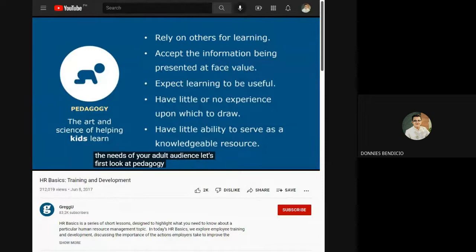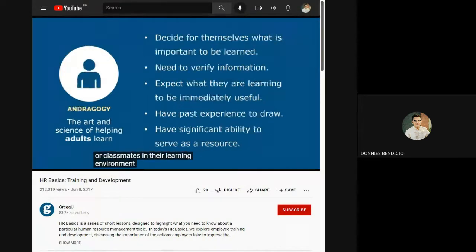Let's first look at pedagogy, how we learned as kids. Typically, children rely on others to decide what is important to be learned, such as the teacher in the classroom. They accept information that's being presented at face value with very little question. They expect what they're learning to be useful in their long-term future, and they have little to no experience upon which to draw in their learning environment, and as such have little ability to serve as a knowledgeable resource for the teacher or classmates in their learning environment.